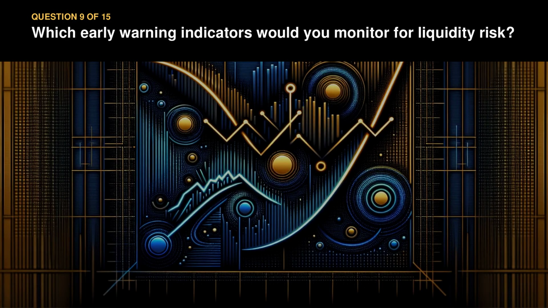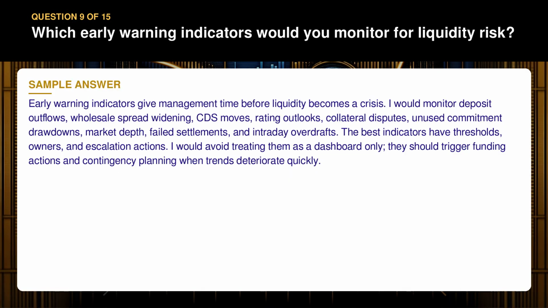Question 9. Which early warning indicators would you monitor for liquidity risk? Early warning indicators give management time before liquidity becomes a crisis. I would monitor deposit outflows, wholesale spread widening, CDS moves, rating outlooks, collateral disputes, unused commitment drawdowns, market depth, failed settlements, and intraday overdrafts. The best indicators have thresholds, owners, and escalation actions. I would avoid treating them as a dashboard only. They should trigger funding actions and contingency planning when trends deteriorate quickly.